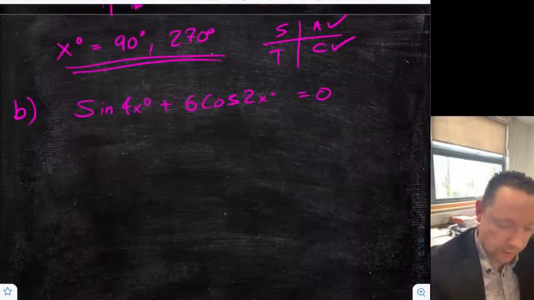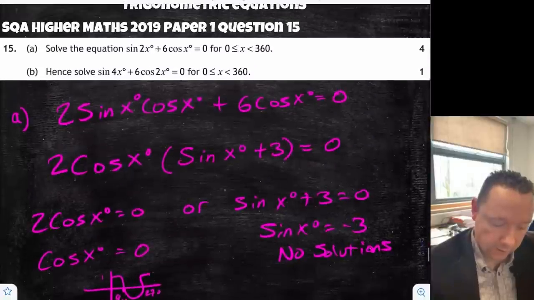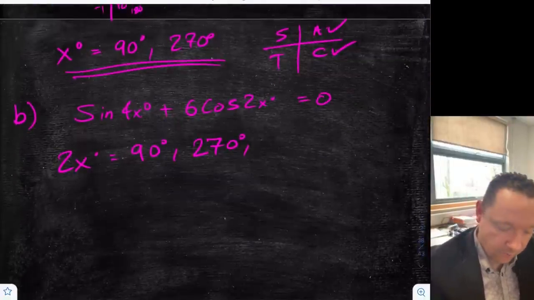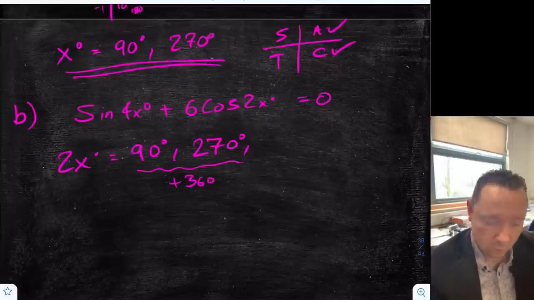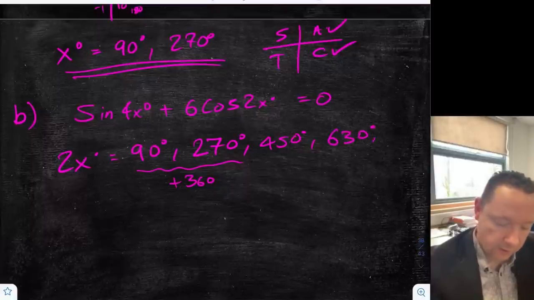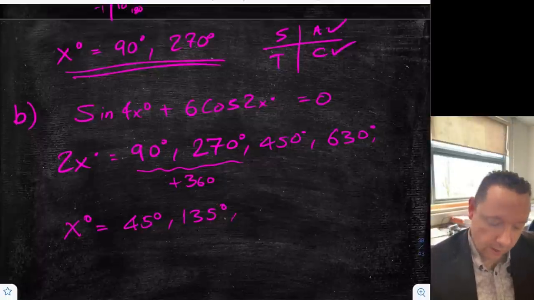So for part B, I can just say straight away, 2x degrees equals 90 degrees and 270 degrees. But I want to solve it between 0 and 360. So there's going to be more solutions than that, because I'm going to divide my answers by 2. So I just add 360 to everything. I'll just write that here, plus 360. Then it's going to give me 450 degrees. And it's also going to give me 630 degrees. And then I can just divide each of them by 2 to get 45 degrees, to get 135 degrees, to get 225 degrees. And the final one is 315 degrees.